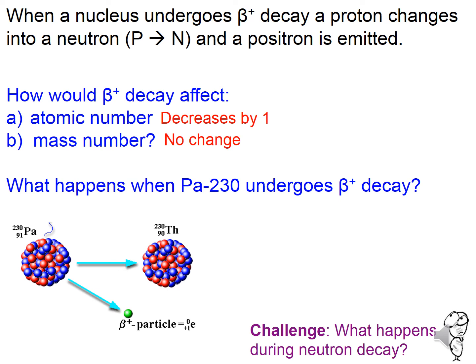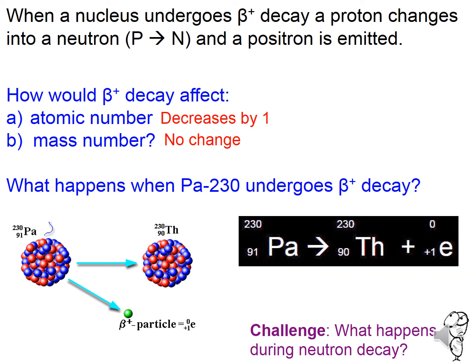Okay, and just a quick think about it, what happens during neutron decay? That's the other type of decay we need to know about, and it's as simple as it throws out a neutron from the nucleus, and therefore the mass number reduces by 1, everything else stays the same.